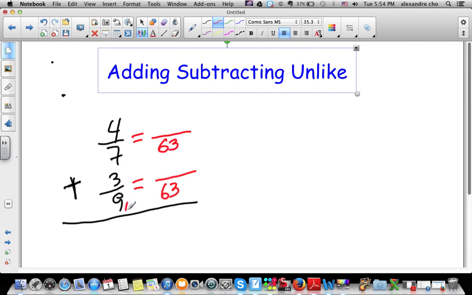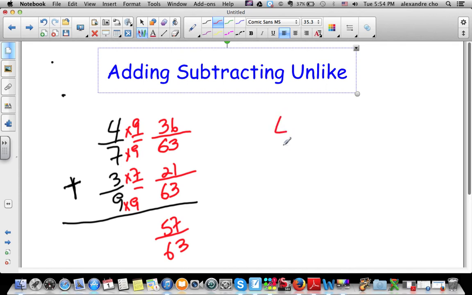Okay, so figure out that 9 times 7 was 63, so you do the same thing on top. 3 times 7, which is 21. In this case, 7 times 9 gave you 63, so you multiply the top by 9, and you get 36. Now you're ready to add them. The denominator is 63, and 36 plus 21 is 57. Final answer, 57 over 63.